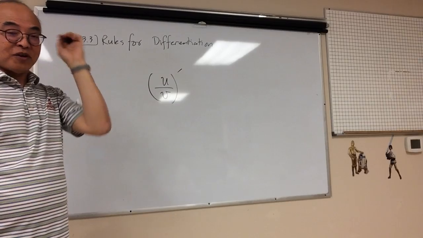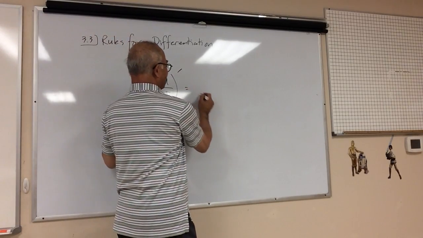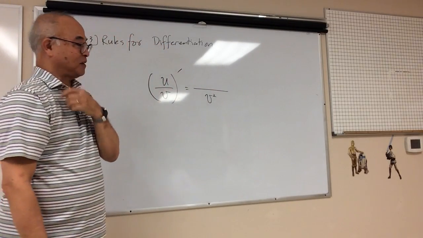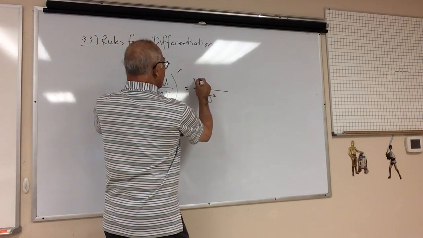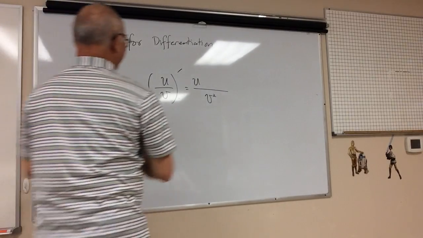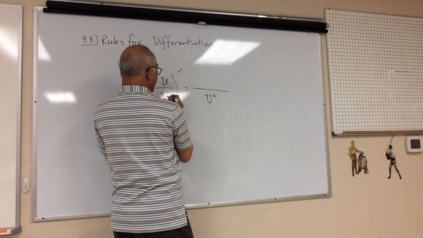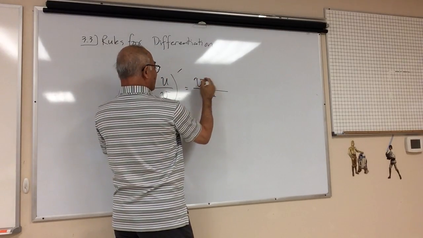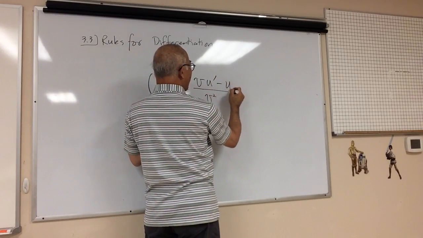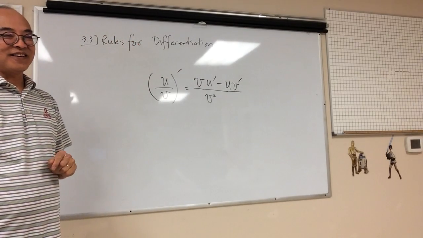Is that the slope of the tangent line? Make sure you understand this. This is v squared. The first times low d high minus high d low. Why couldn't you differentiate between my U's and V's?